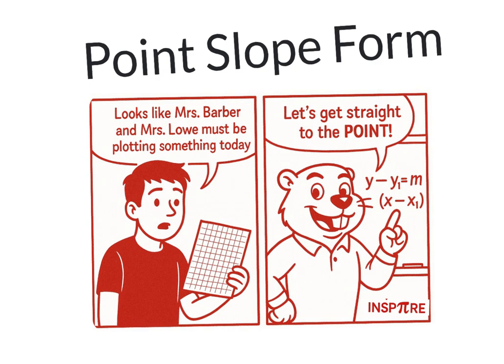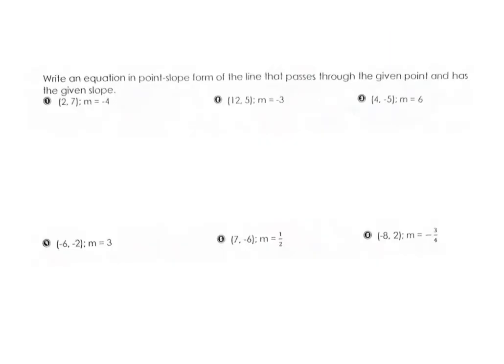All right, let's practice some point-slope form. So the first thing we're going to do is write an equation in point-slope form of a line that passes through the given points and has the given slope. So let's start by just writing down our point-slope form equation. So we have y minus y1 equals m times the quantity of x minus x1, where m is our slope and x1 and y1 is our ordered pair.